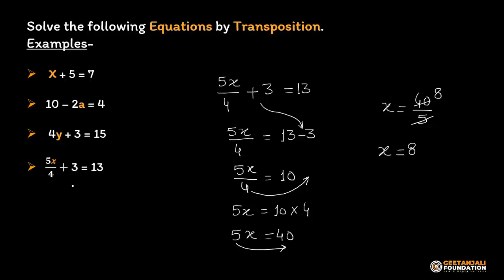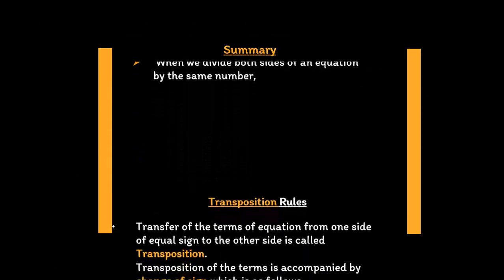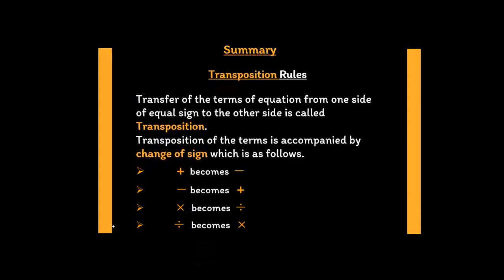I think we have practiced sufficiently on the equation. Its basic principle, transposition, components of equation, we have done all through that. Please collect the sheets for further practice. And let's move to the summary. In the summary, first the basic principles of equation and then the transposition rule. You know, while doing transposition, you have to be careful about the sign.